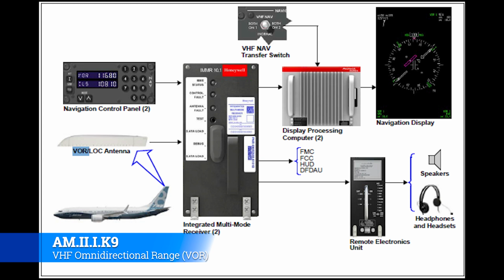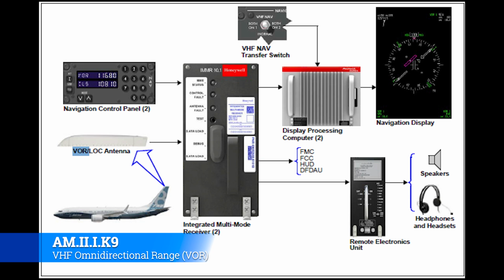But anyways, the HUD is the heads-up display unit, so it'll put all your navigation data right there on the HUD in front of your face, so that way you can fly it. And then the DFDAU is the digital flight data acquisition unit, which is basically kind of like your black box recorder. It's basically recording all the things that happen on board on the plane.